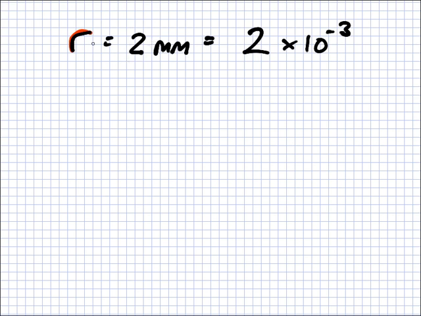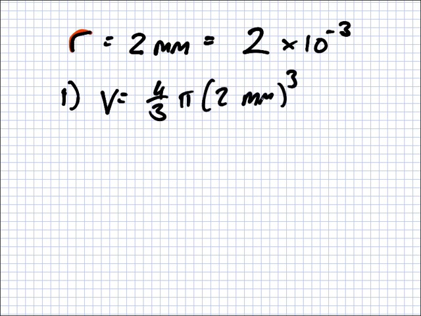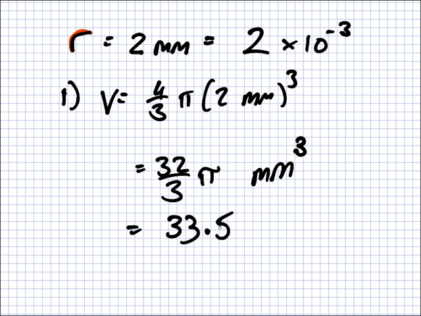Okay, so first, just listen. The first question is what's the volume? So that's 4 over 3 pi r cubed. And they want the answer in millimeters. So this would be 4 over 3 pi times 8, which is 32 over 3 pi millimeters cubed. And what is 32 over 3 pi? I got 33.5. Check again. I'm sure that's okay.